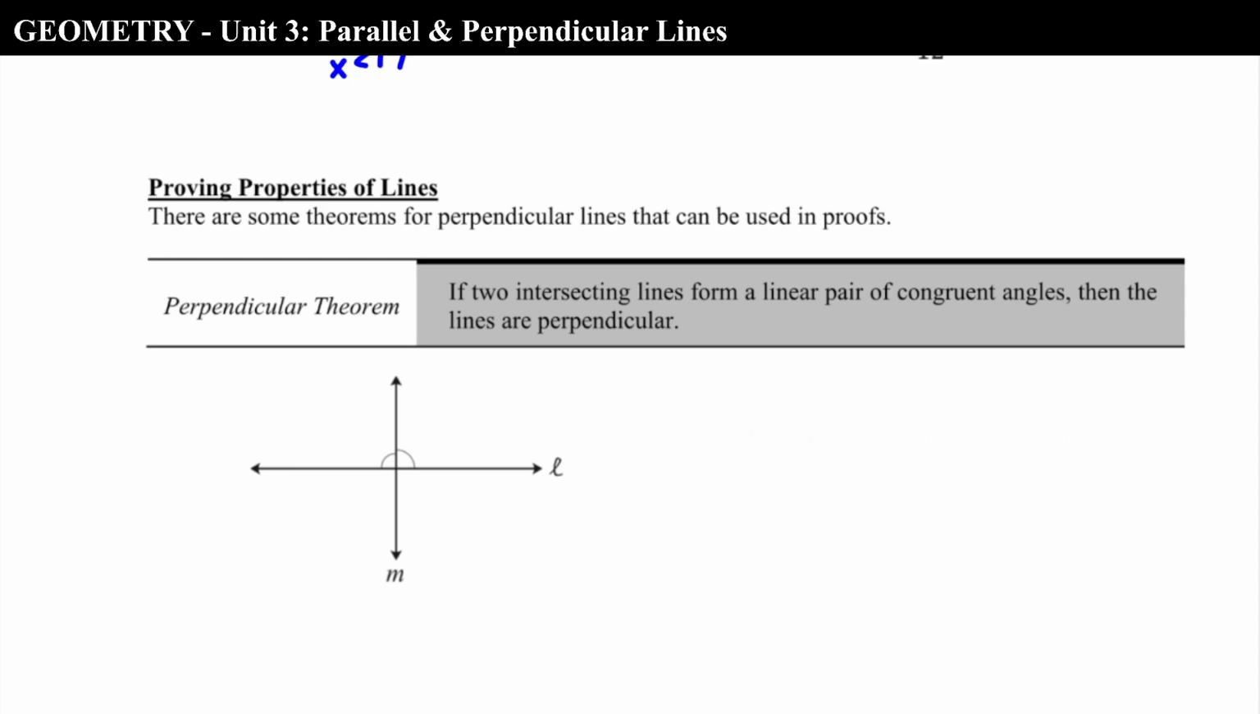Well, also remember that perpendicular lines form a 90-degree angle. So therefore, since the angles are congruent and form a linear pair, each angle is 90 degrees. And so in this case, we can say that L is perpendicular to M because these congruent angles are in reality both right angles.